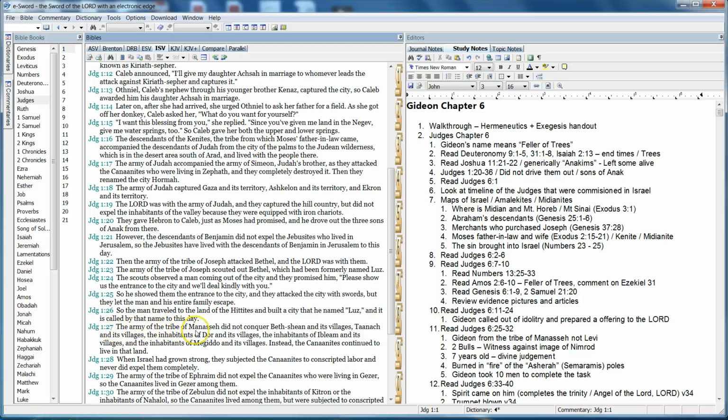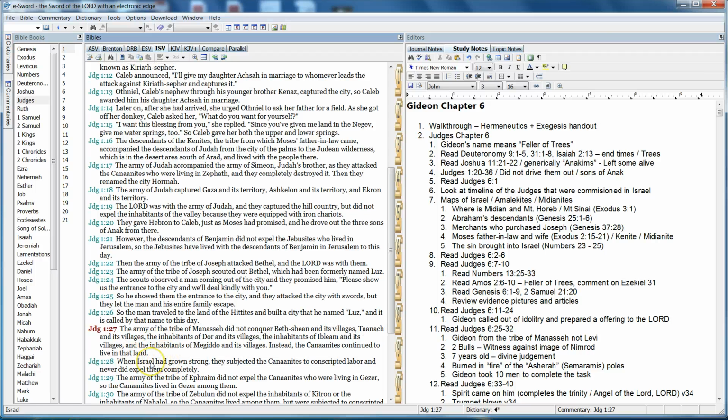And the army of the tribe of Manasseh did not conquer Beth Shean and its villages, Taanach and its villages, and the inhabitants of Dor and its villages, the inhabitants of Ibleam and its villages, and the inhabitants of Megiddo and its villages. Instead, the Canaanites continued to live in the land. And so we'll finish it on verse 28 because it kind of puts a point down it. When Israel had grown strong, they subjected the Canaanites to conscripted labor and never did expel them completely.